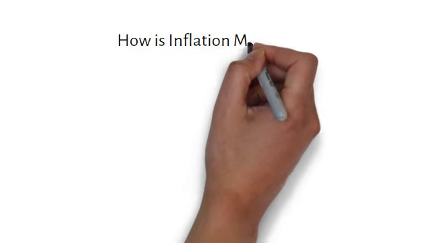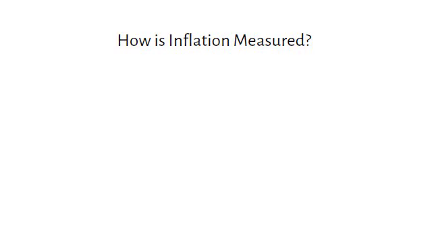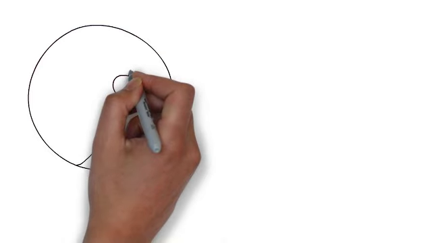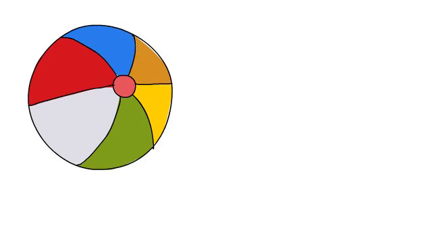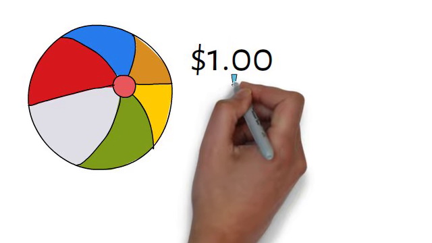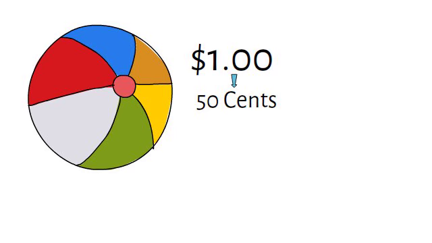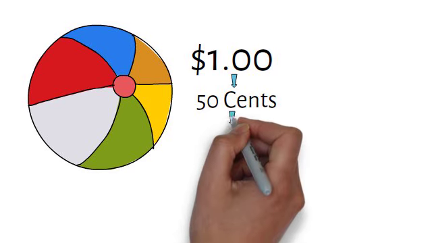How is inflation measured? It's important to understand how percentages work because many times they can be used to misconstrue how much inflation has actually happened. Here's a hypothetical illustration. To simplify the math, let's say this beach ball cost $1 before COVID. It falls to 50 cents during COVID because no one was going to the beach. It goes back to $1 after we return to normal.